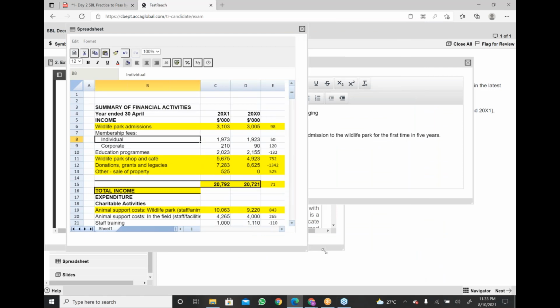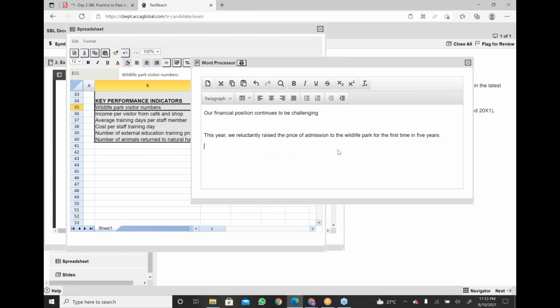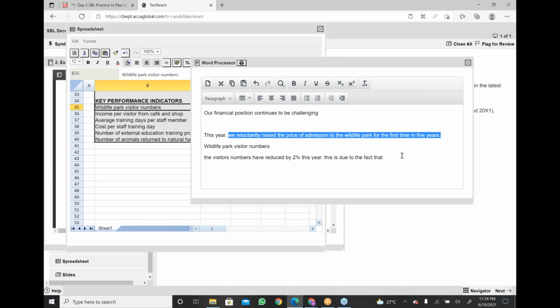Okay, so I would say that the, what is it called? Wildlife Park visitors number. I'll give a heading Wildlife Park visitors numbers. I will say that the visitors numbers have reduced by, let's say, 2% this year. This is due to the fact that we reluctantly raised the price of admissions to the wildlife park for the first time in 5 years.